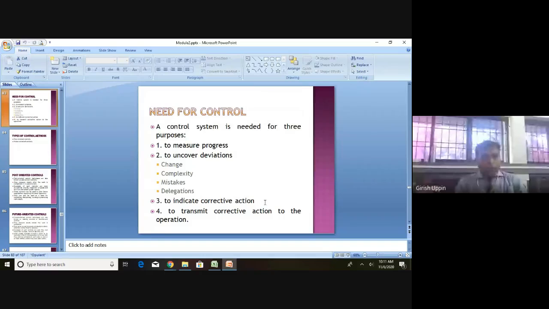And to indicate corrective actions, it also gives an indication that corrective action needs to be brought in, so that the progress will be as per the plan, to transmit corrective action to the operation. So whatever the operations that are happening, we bring in those corrective actions so that everything will be on track.